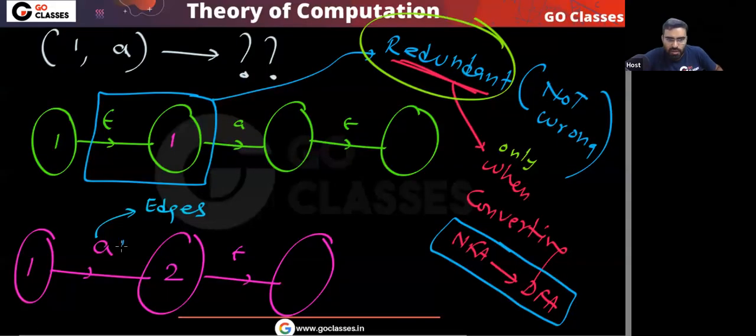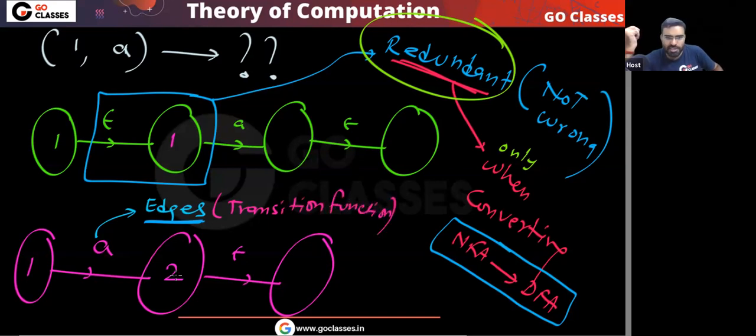Okay. So remember this point: in state 1, if you read symbol A, where are you going? Just look at the edges. Means just look at the transition function.